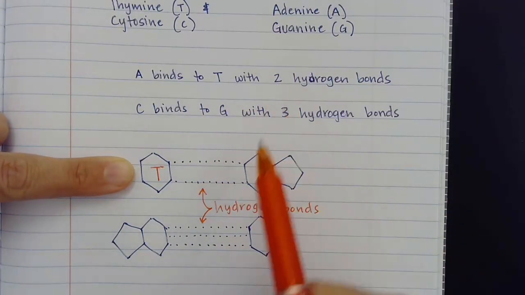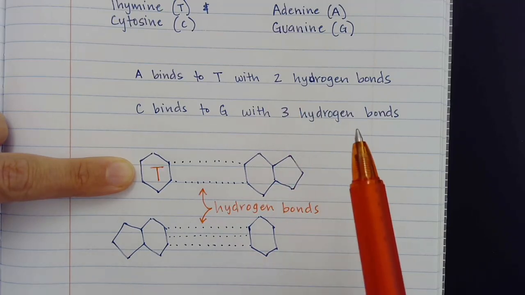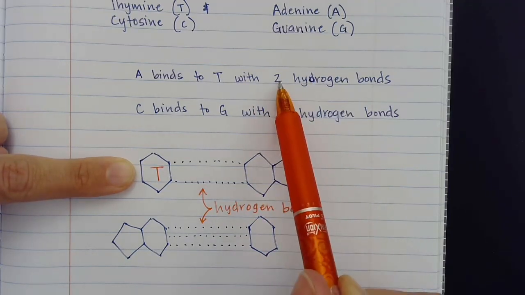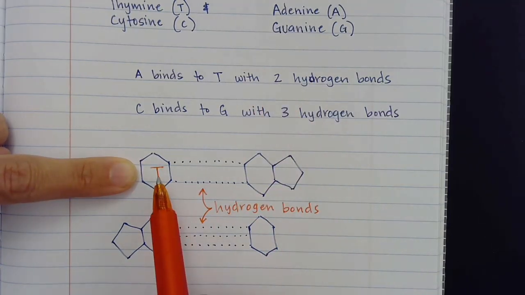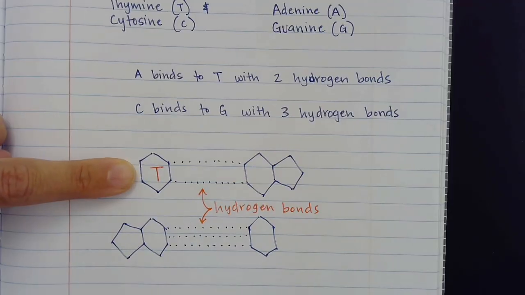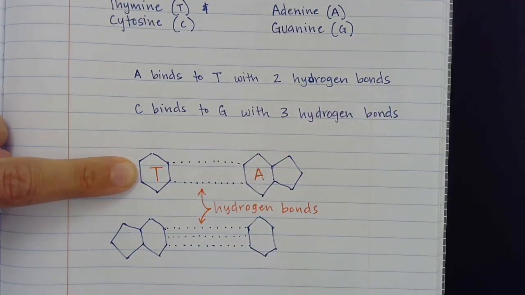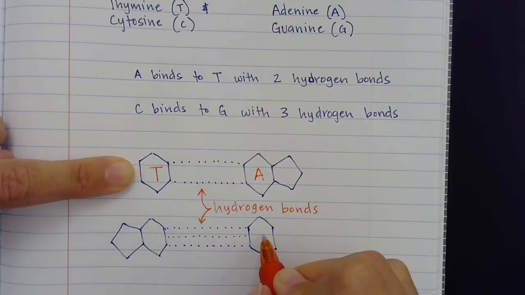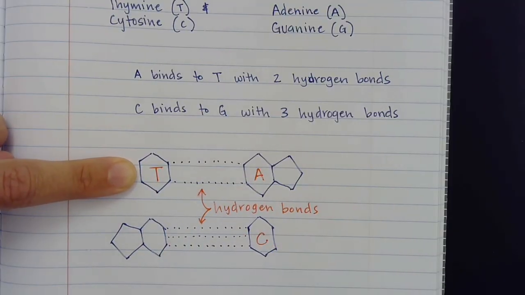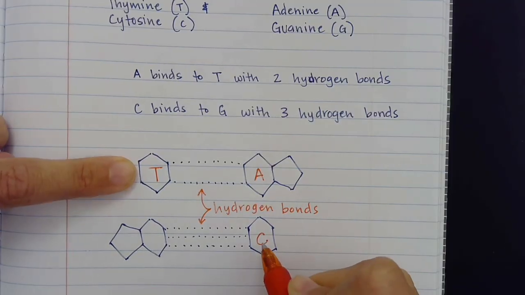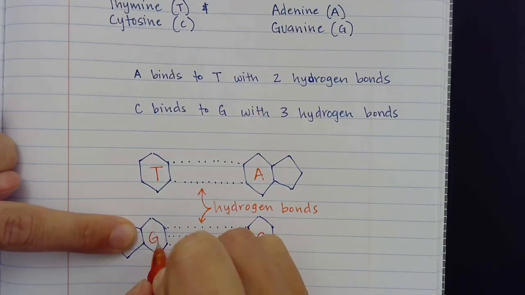So the fact that it is either a T or a C, but it now has 2 hydrogen bonds, tells me that it can't be the C, it must be the T. And if this is the T, then this must be an A, because A binds to T with 2 hydrogen bonds. Now, the other thing that I can tell then is if this one is a T, then this one must be a C, because it's the other pyrimidine, and this time it has 3 hydrogen bonds. If C binds to G, then this one has to be a G.